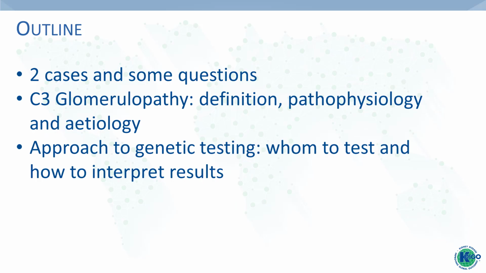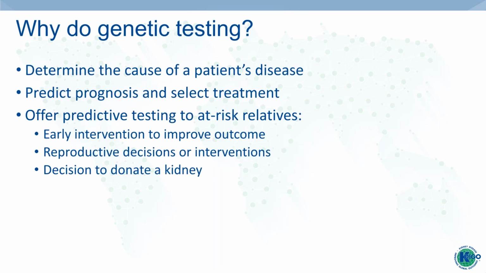I'm going to start by talking about two brief case vignettes and also pose some questions for you, really rhetorical questions, I guess, given the format. Then I'm going to talk about C3 glomerulopathy, its definition, pathophysiology and etiology. And then talk a little bit further about an approach to genetic testing, whom to test and how to interpret the results. But before we do that, I just want to address the question of why do genetic testing?